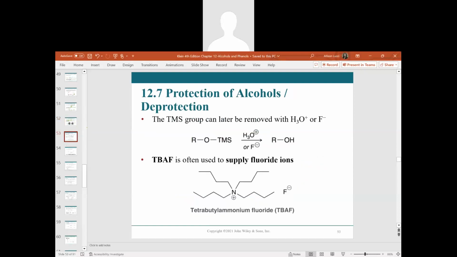So now we're ready to deprotect. We have our TMS group here on our finished product. We want to remove this. It can be done either with acid or with fluoride ions. We're showing that this TBAF acronym is commonly used to supply the fluoride ions. The acronym stands for the tetrabutylammonium fluoride compound.